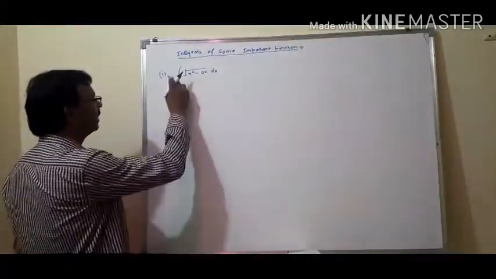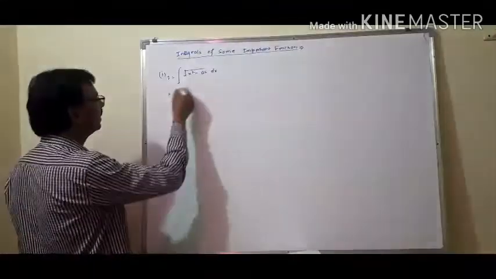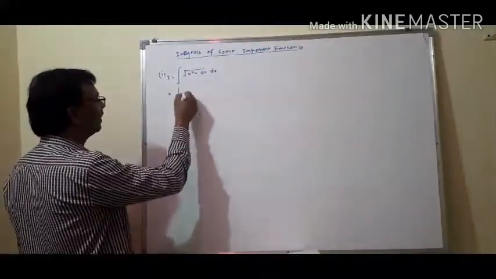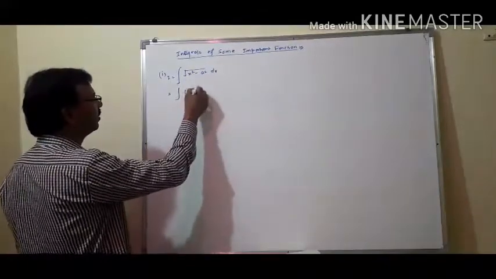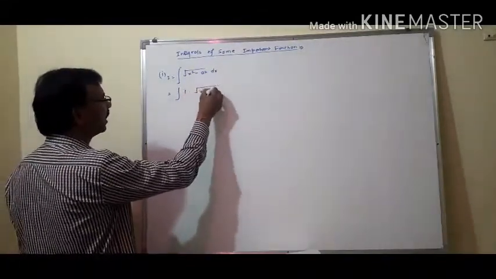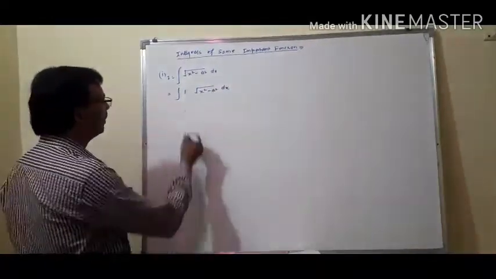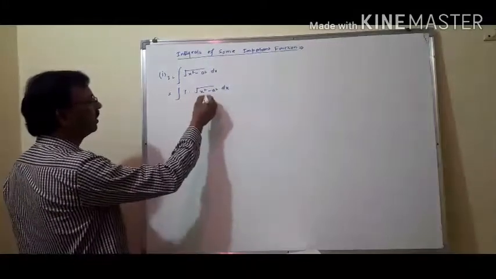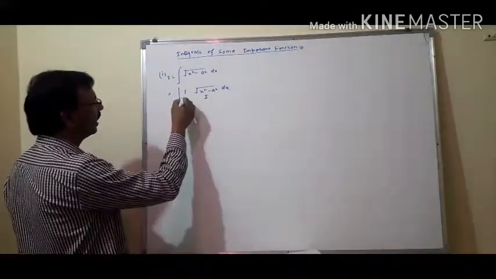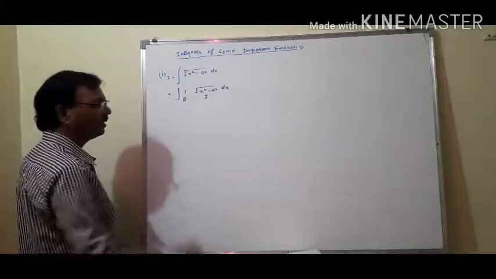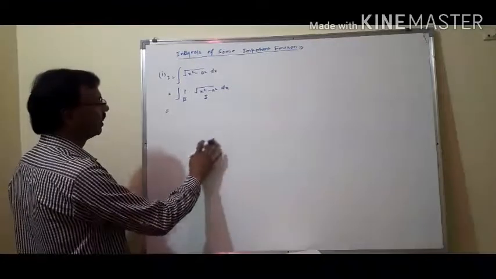Now, for finding the integration of this, first we multiply it by 1 as a constant. That means we can write 1 into root under x square minus a square into dx. And by the Euler rule, this function should be considered as the first function and the constant as the second function. Now apply the Euler rule.